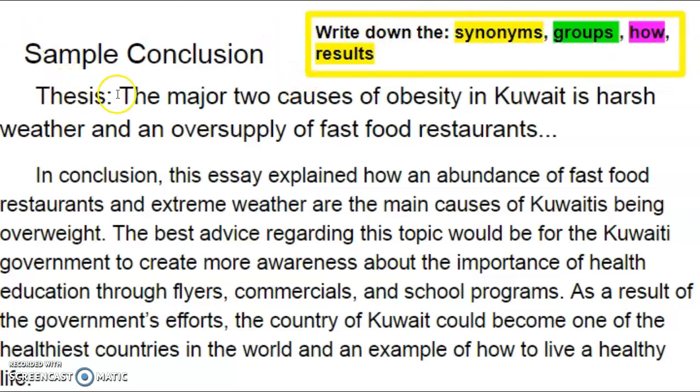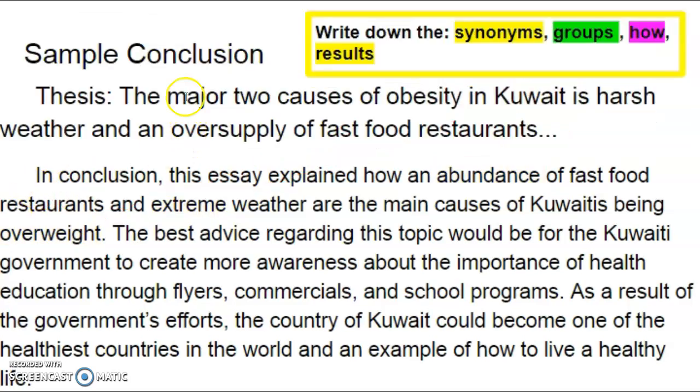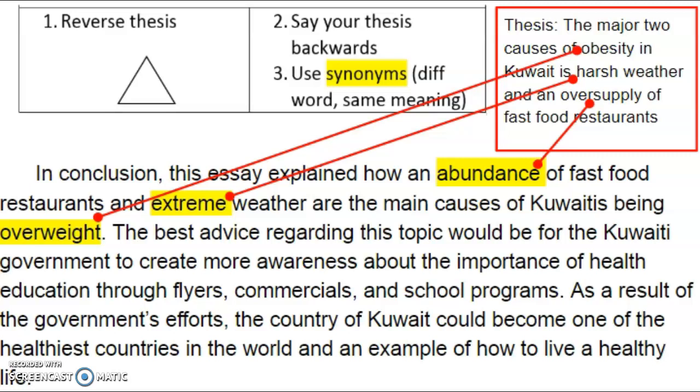Alright, so we're back, and here is the thesis for this conclusion. The two major causes of obesity in Kuwait are harsh weather and an oversupply of fast food restaurants. Like we said, let's first go to the synonyms, going to the top, restating the thesis. As you saw, the original said the major two causes of obesity in Kuwait are harsh weather, and so they're going to reverse it, or make it backwards. So in conclusion, this essay explained how an abundance of fast food restaurants and extreme weather. So it started from here and went backwards, right? That's just another way to change it up in your essay. And it also uses plenty of synonyms. You can push pause and read those if you want to. I'm going to move on.